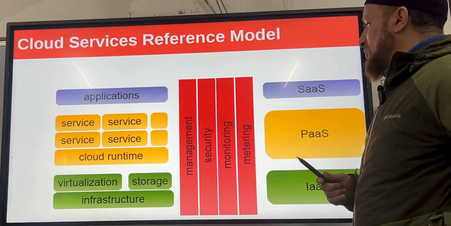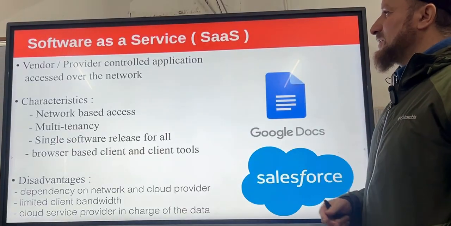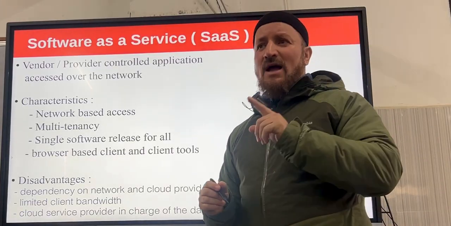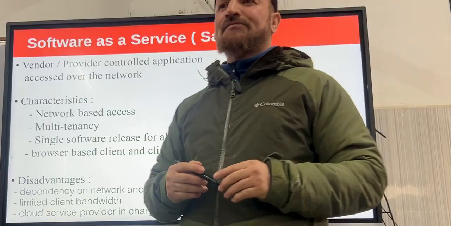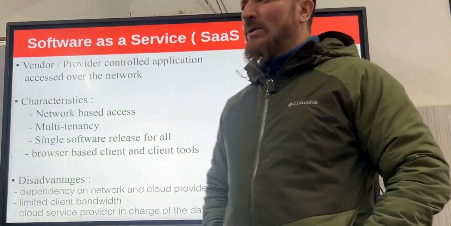So you can see this, okay? Software as a service. Write down this: SaaS, PaaS and IaaS. Work on it. I will not be telling too much about it. It's very simple, by the way.